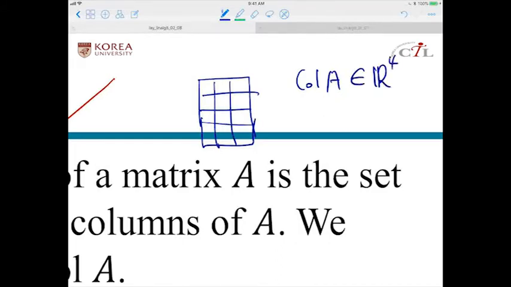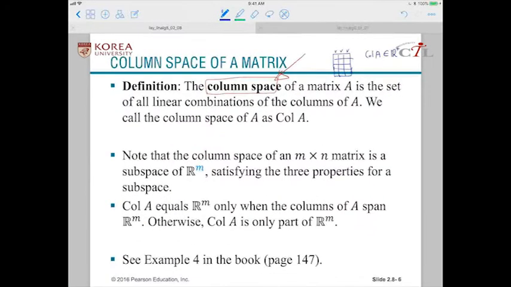But in this case, even though the column space of A is spanned by these 3 vectors, they may or may not be linearly independent, right? So when talking about the basis of this subspace, this column space of A, we have to choose only the linearly independent vectors among these 3 columns. So that is the basis of our column space.